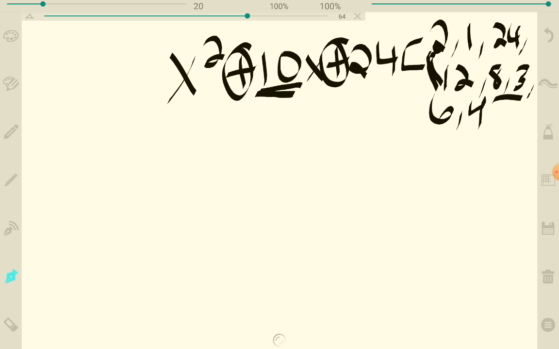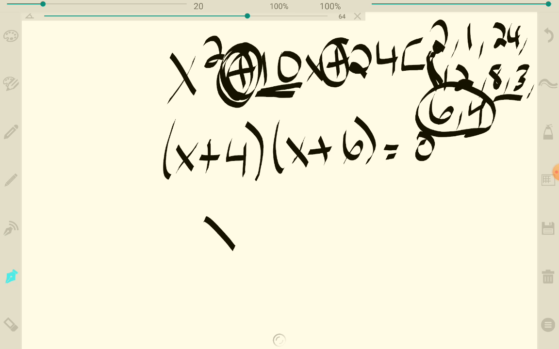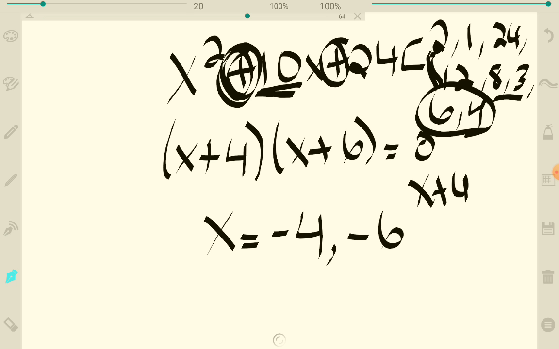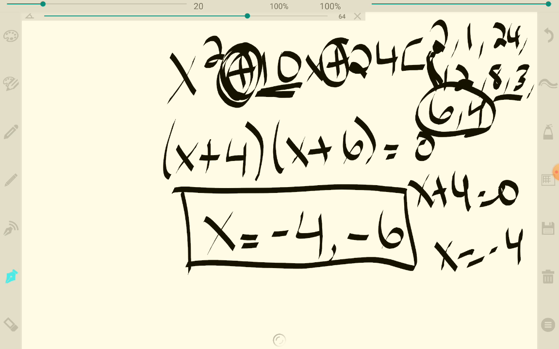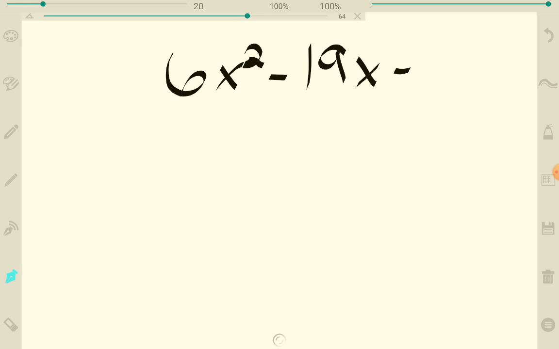8 and 3 do not work because that makes 11. And 6 plus 4 is 10, so that is the only pair that works. Since this sign right here is positive, we know the whole equation is going to be positive. So x plus 4 and x plus 6 equals 0. And that's how you get x equals -4 and x equals -6, because x plus 4 equals 0 and x equals -4. And we got this.